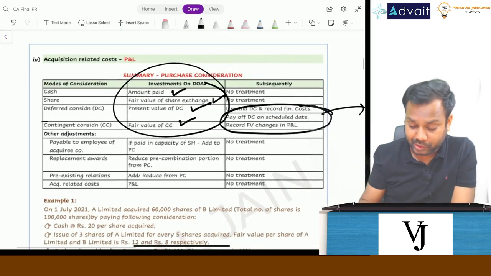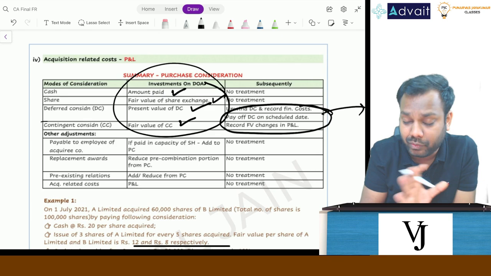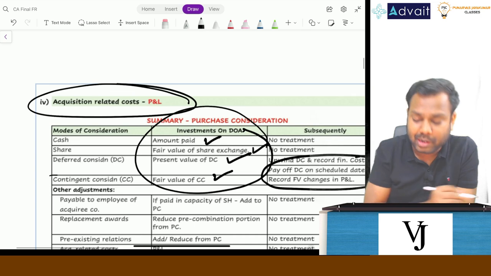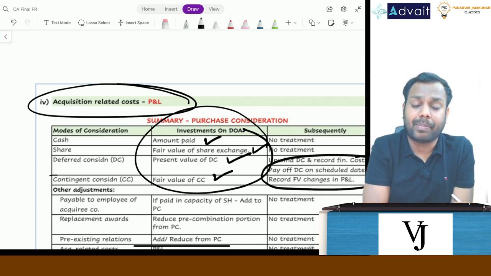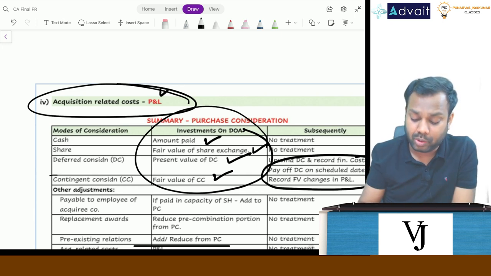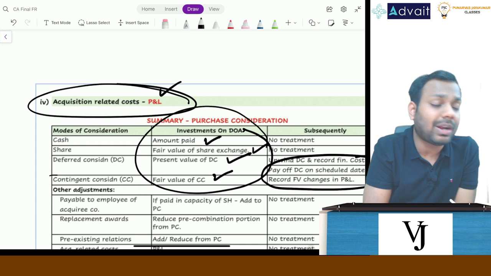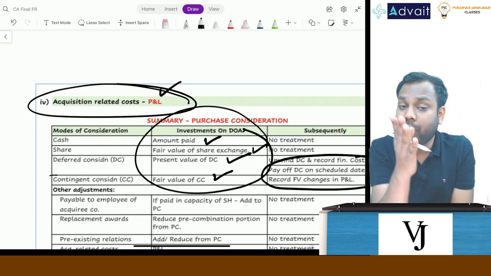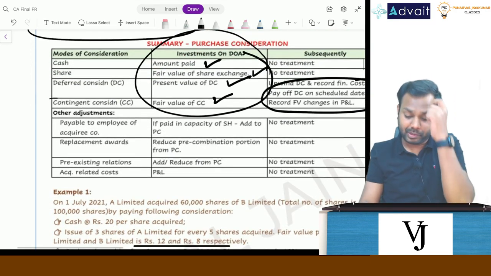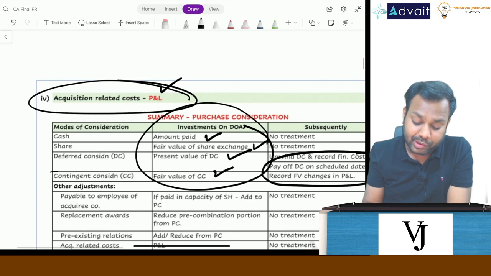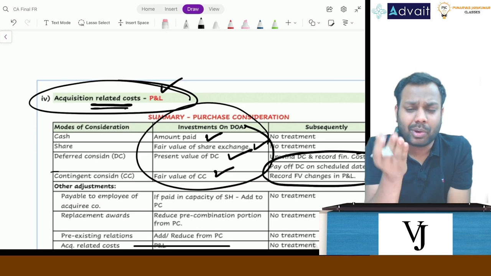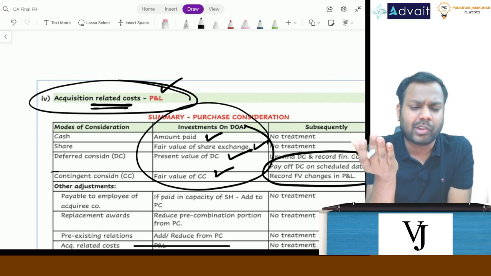Whatever we have discussed so far from the point of view of cost of investments, I have tried to summarize here. But before that, understand, if the acquirer company incurs any acquisition related costs, they have to be transferred to P&L. They are not capitalized with the cost of investments like we used to do in the accounting standard regime. Examples can be issue costs, brokerage, stamp duty charges or any other costs.